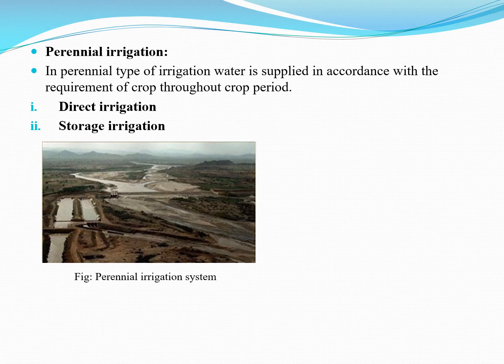This is the simplest and most economical perennial irrigation. By direct irrigation, we can provide this perennial irrigation system. The second type of this system is storage irrigation. In that, if a dam is constructed across the river and the stored water is used to perform the irrigation, then it is called storage irrigation.